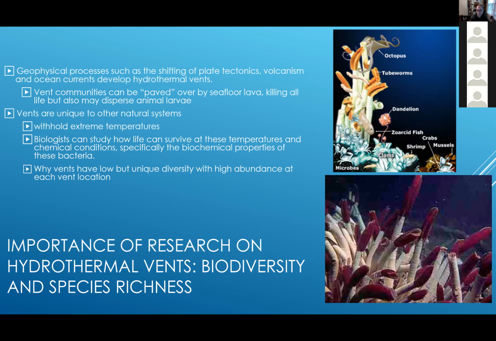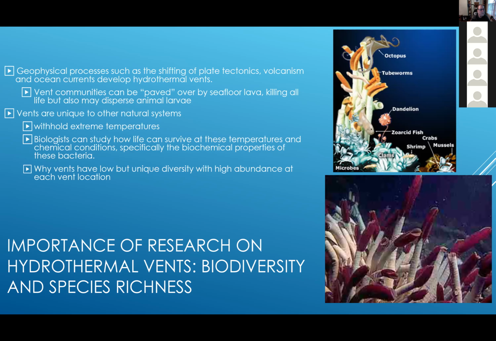Okay, so this slide's based on how biodiversity and species richness has developed based off the geophysical processes. Some examples include the shifting of plate tectonics, volcanism, and ocean currents, creating these hydrothermal vents. Volcanism plays into it because the vent communities can be paved over by seafloor lava, killing all life, or they also may disperse the animal larvae.